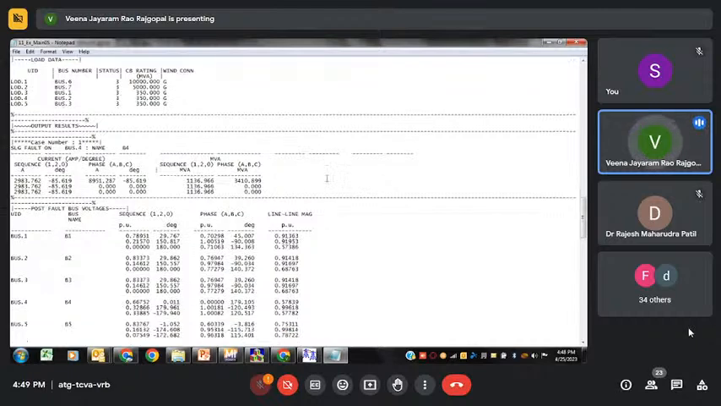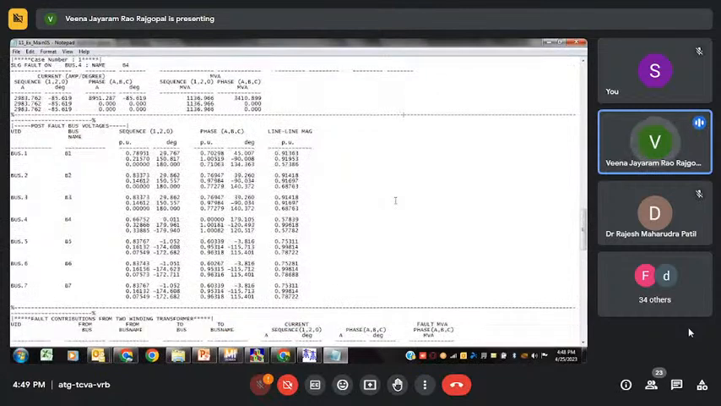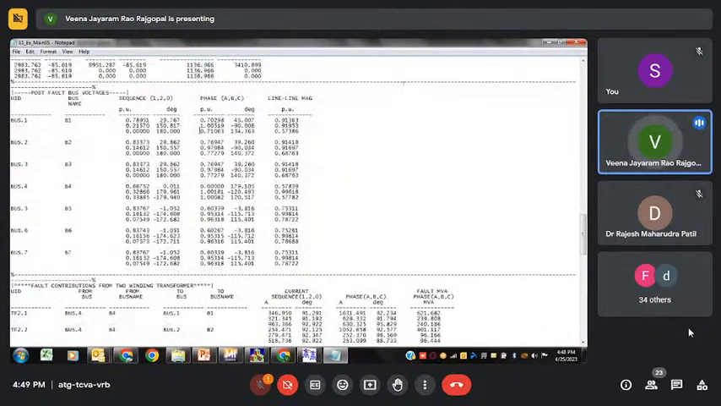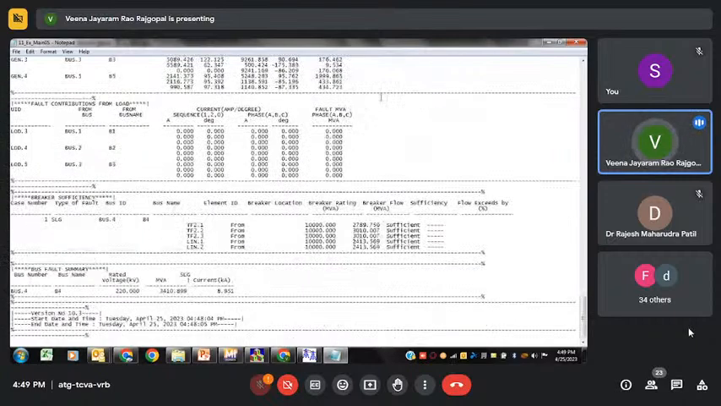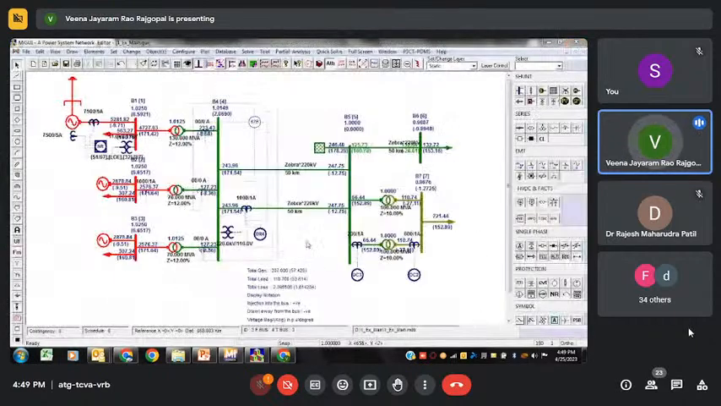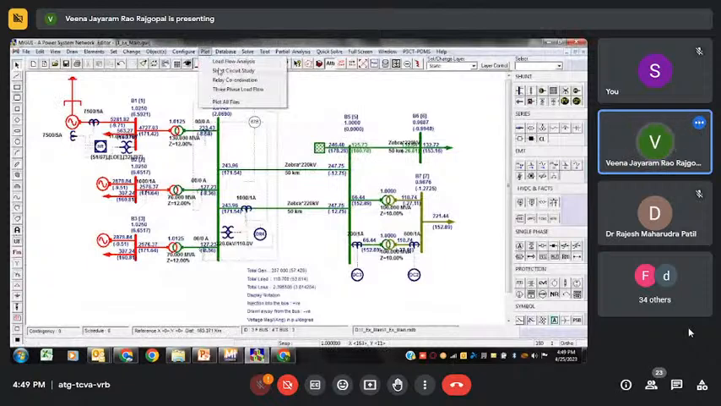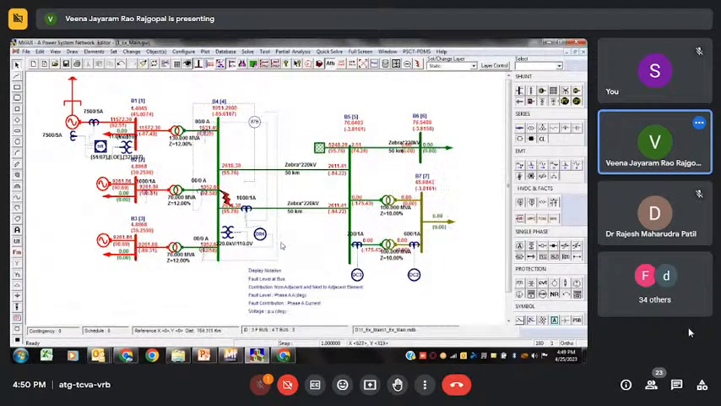Bus 4. So it gives in the report, in the analysis report, all the sequence currents and also the phase currents. So this is a single line to ground fault. You can see here all the three phases are same, and then phase currents, and then you have the post fault bus voltages. You have from all the buses what is the post fault bus voltage, and also fault contribution from the other elements. So these are the things which you can see in the report. So now I can plot the same thing on the single line right now. So plot. So here you see bus 4 have created the fault, and these are all the contributions from the various.